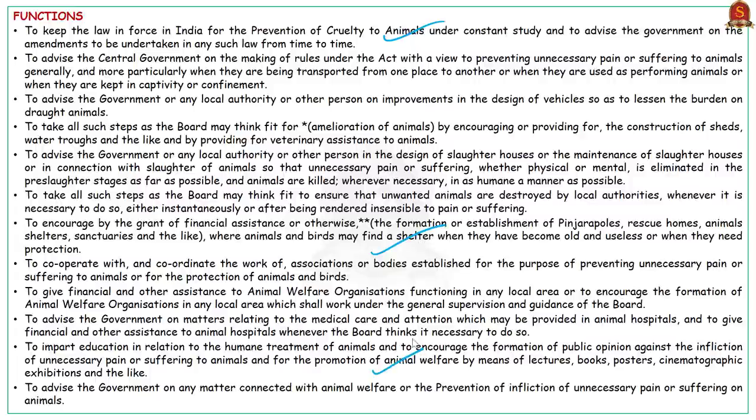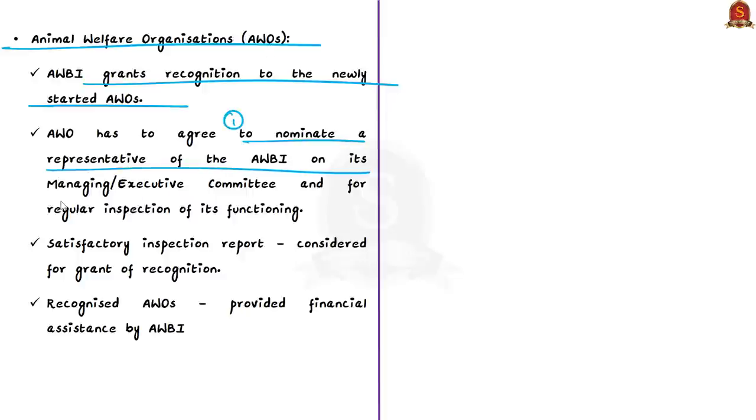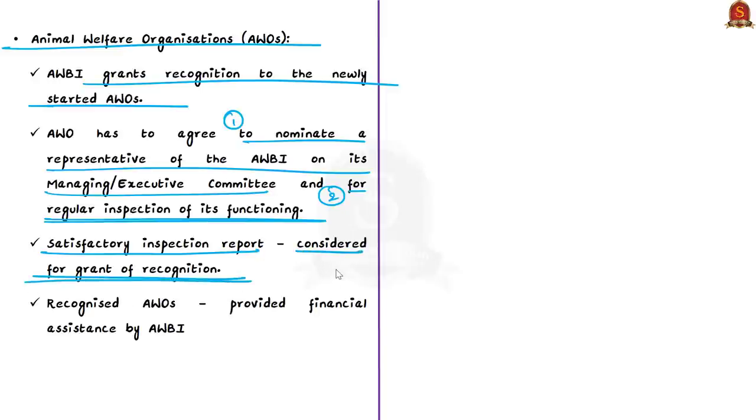In addition to these functions, the board also grants recognition to newly started animal welfare organizations. Then the animal welfare organizations have to agree to nominate a representative of the Animal Welfare Board of India on their managing or executive committee. And the organization also has to agree to regular inspection of its functioning. After the inspection, if the inspection report of the new animal welfare organization is found to be satisfactory, then they will be considered for grant of recognition by the Animal Welfare Board of India.